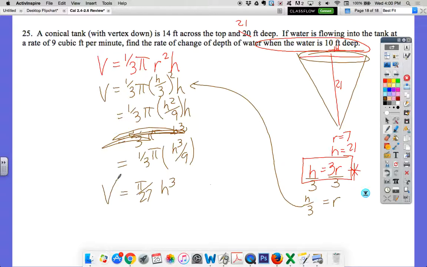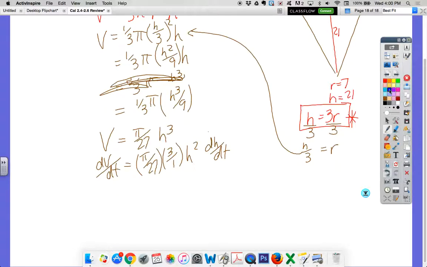We haven't taken the derivative yet. All we've done is tried to consolidate a formula. So we still have to do an implicit derivative with respect to time. So when you do your derivative, you're going to have pi over 27 times 3 over 1 h squared dh over dt.